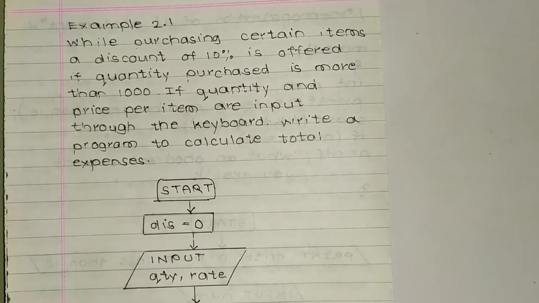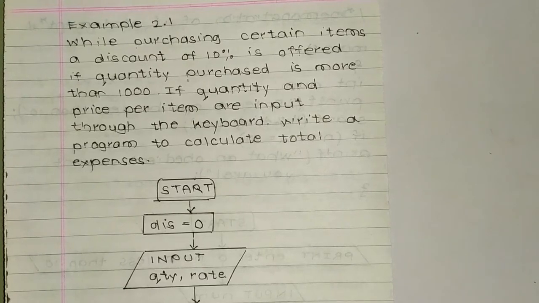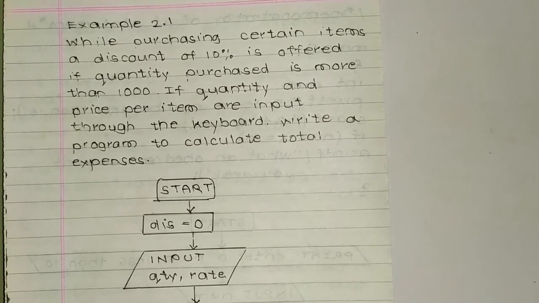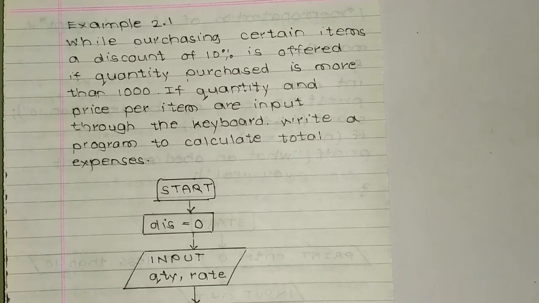That means the first statement is, while purchasing certain items, a discount of 10% is offered. That means when quantity is more than 1000, then a discount of 10% is being offered. Now quantity and price per item are input, so we have to input this quantity and price, and we have to calculate the discount. We have to calculate total expenses. So this was the problem statement. We will draw a flow chart in order to find the solution of this problem.